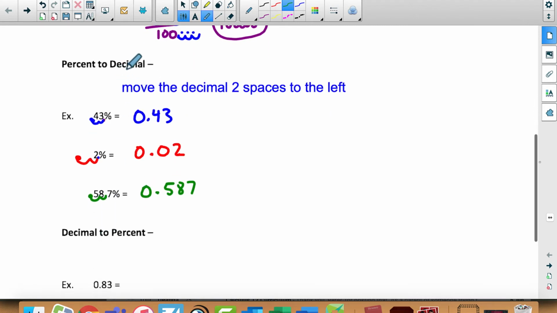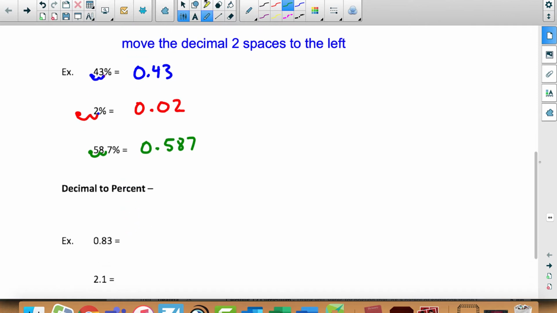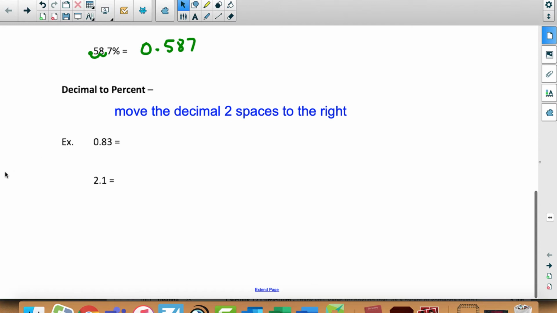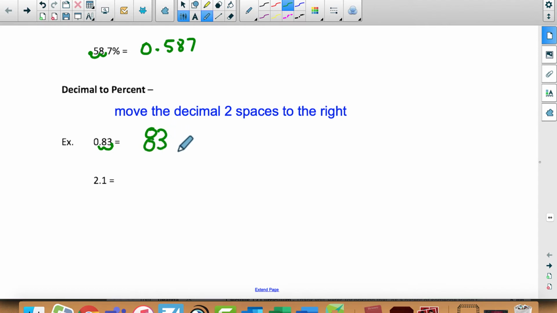Well, if percent to decimal is moving it 2 to the left, guess what you do for decimal to percent? You move it 2 to the right. So we can do this. If this is our decimal and we want to write it as a percent, we just find the decimal, and here it is right here. We move it 2 to the right. 1, 2. The decimal is now after the 3. So we have 83 and then our decimal. We don't even need to put the decimal in this case. And it's 83%. Don't forget your percent sign.